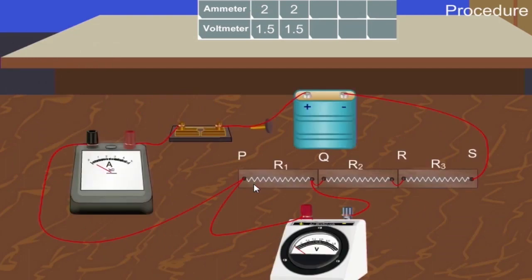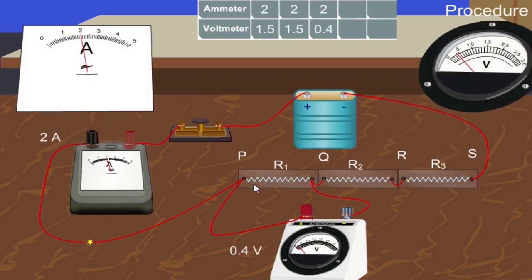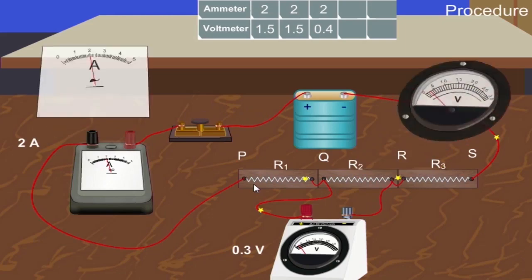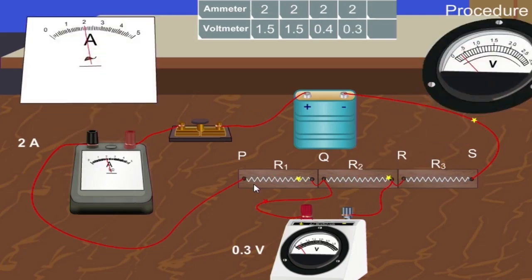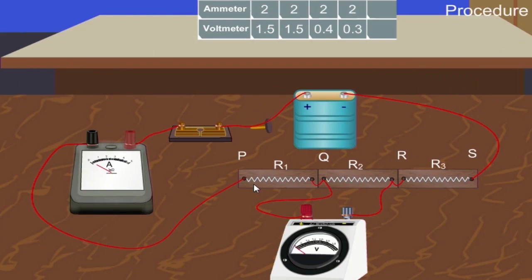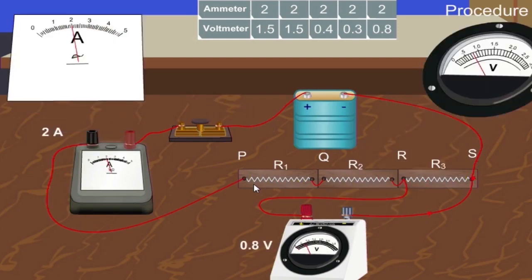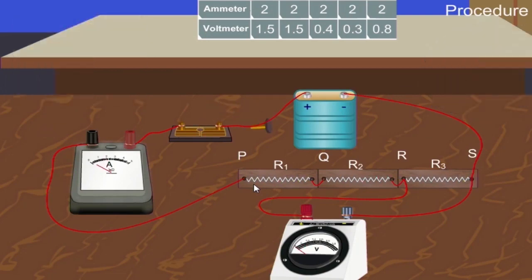Having recorded the potential difference from the voltmeter between points P and S, connect it between points P and Q. Then do it by connecting it between Q and R and between R and S, and record the potential difference in each case. So, let the potential difference between the points P and S be V, P and Q be V1, Q and R be V2, R and S be V3. Now, when you record the observations, you will note that V is equal to V1 plus V2 plus V3. So, from this activity, we concluded a lot of things.